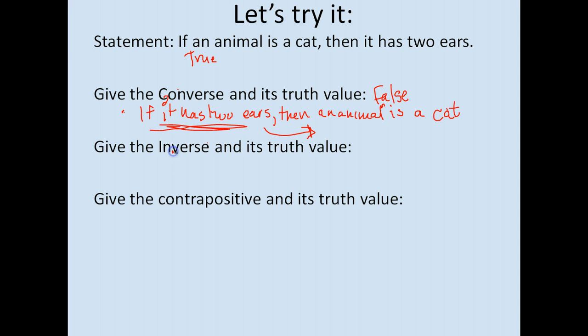Let's form the inverse now. What does the inverse do to our original statement? Well, I hope you remember it leaves the if and then, the hypothesis and conclusion, where they were, but it negates both of them. So here we have: if an animal is not a cat, the opposite of being a cat would be to not be a cat, then it does not have 2 ears. That's the opposite of having 2 ears.